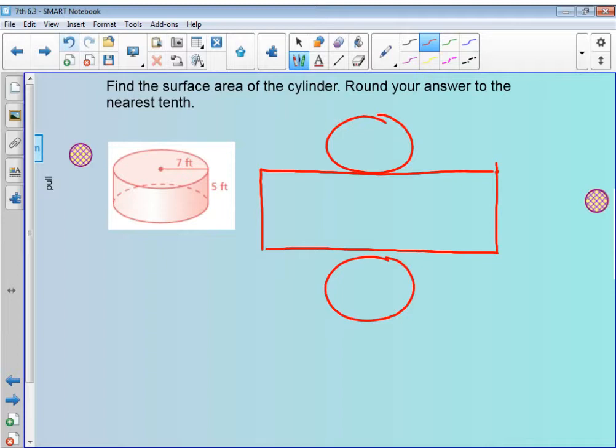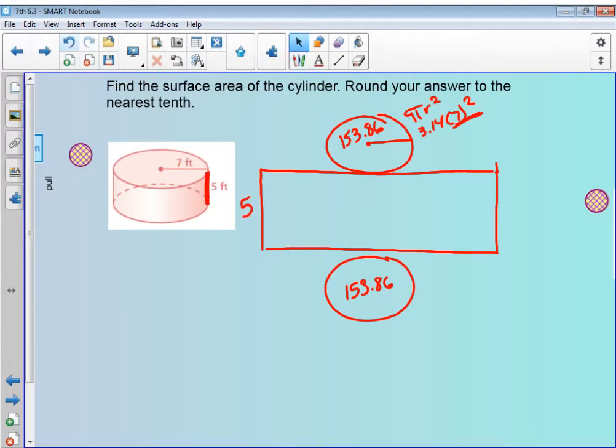Okay, so now for this, my radius was 7. So it's pi times radius squared. So 3.14 times my radius is 7 squared. I have to do this part first. So 49 for 7 squared. 3.14 times 49. When I do that, I get 153.86. So this one's 153.86. Okay. My height of my rectangle here, or my can, was 5.